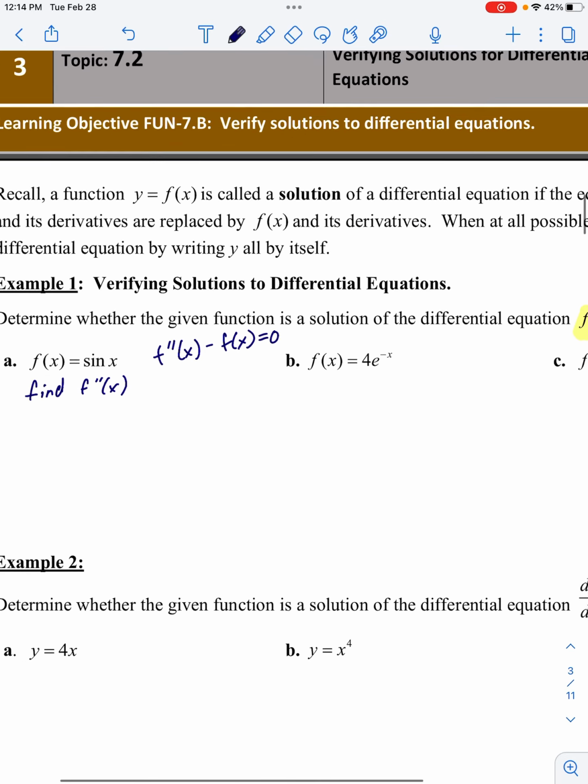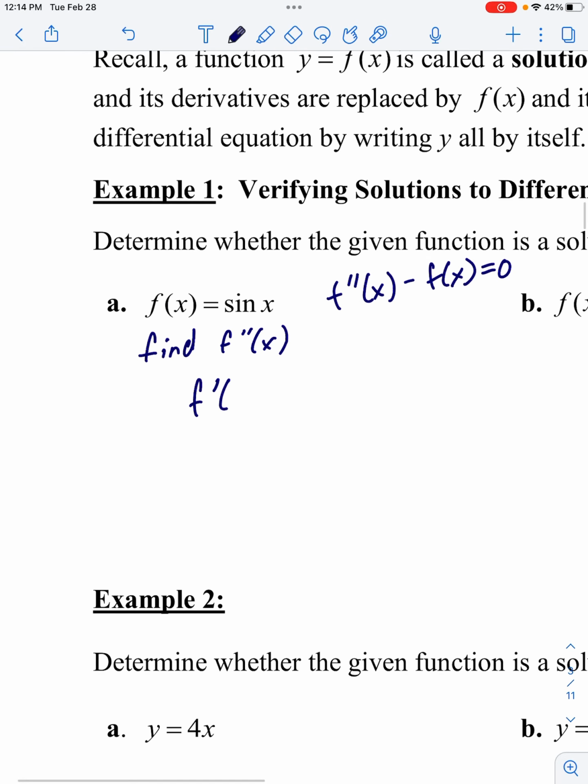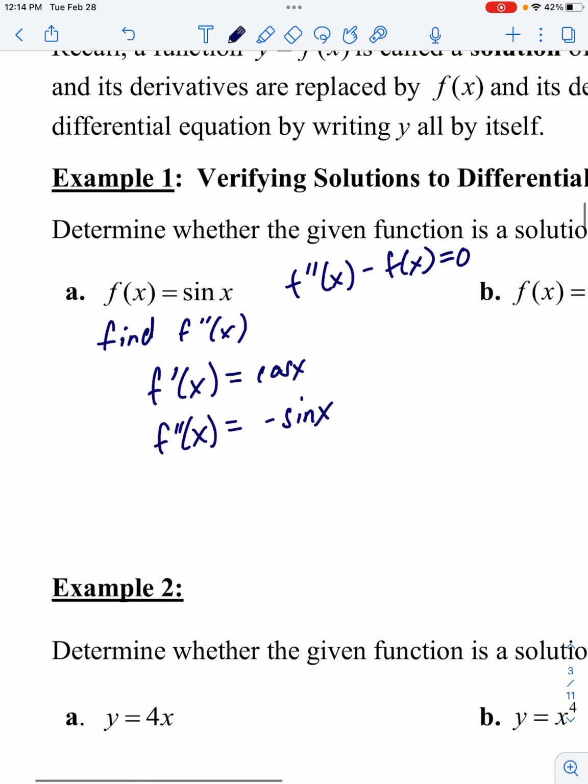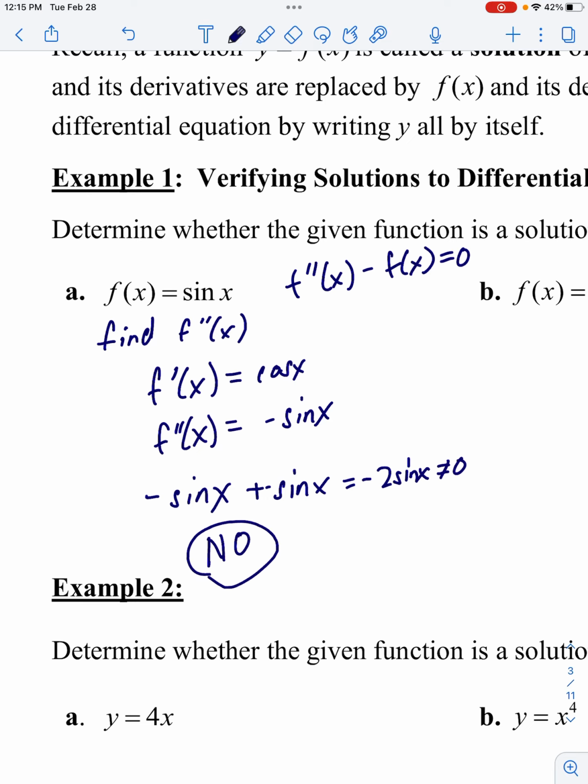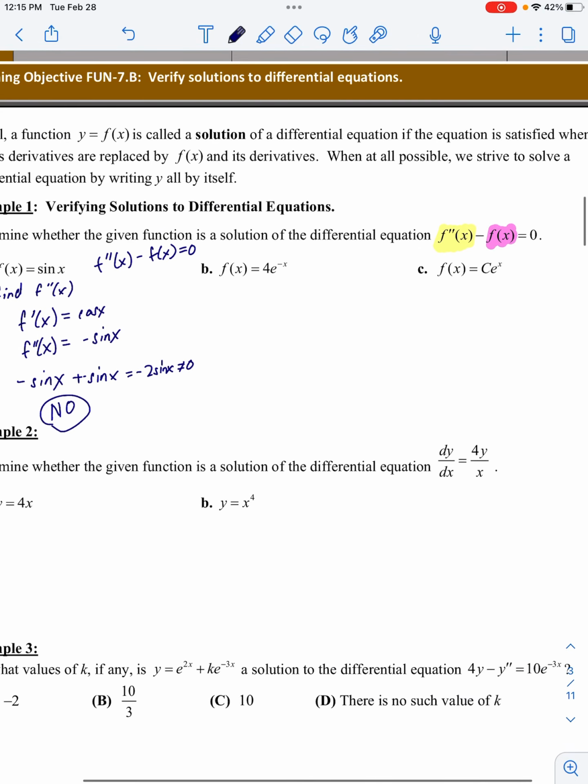So let's do f prime of x. In this first example, that's going to be cosine x. F double prime is going to be minus sine x. Let's plug that into our equation. Plugging in f double prime, minus sine of x, minus sine of x, that's going to be negative 2 sine x, which in general is not equal to 0. So our answer is no, it does not satisfy the equation. Let's move on to B.